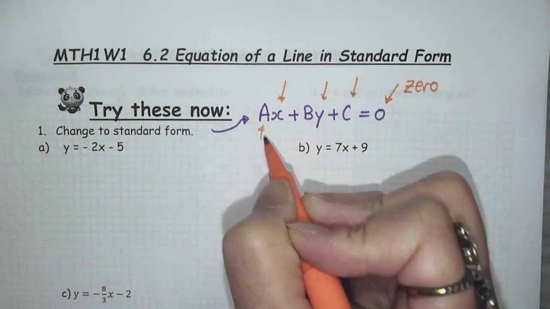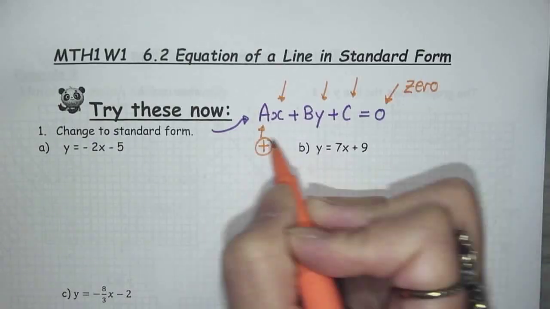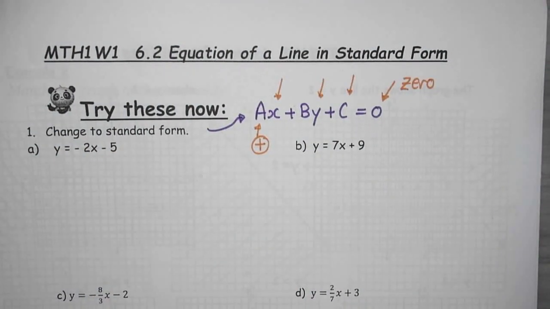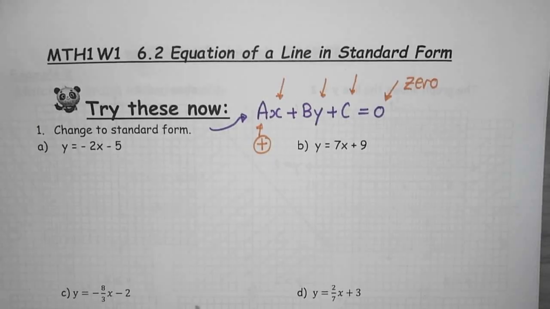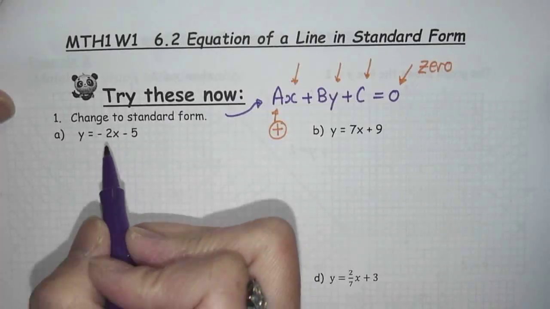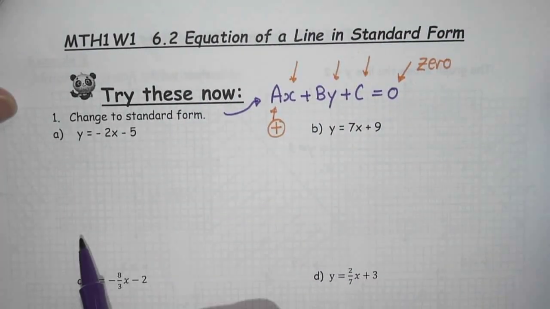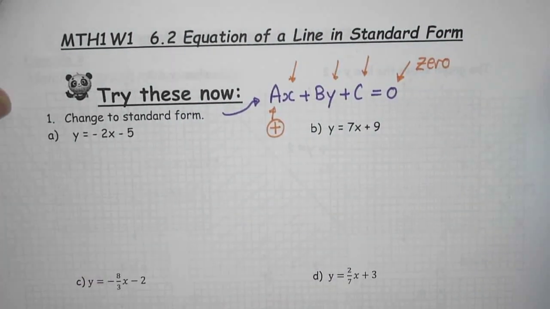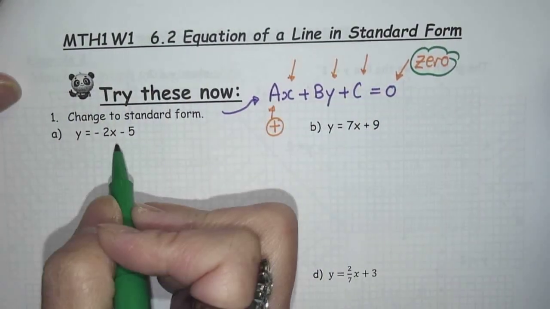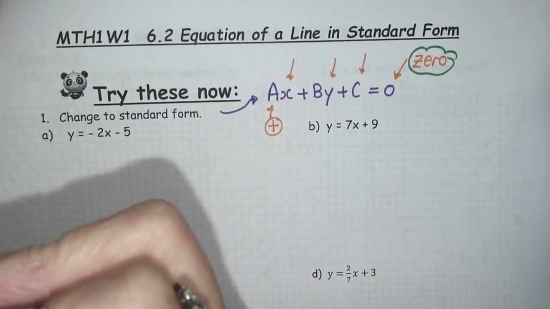The a here had to be positive, and you weren't allowed to use any fractions or decimals. You had to multiply the whole equation with something to get rid of any fractions or decimals. So let's try that right now. So right here, the first thing that I notice is that it doesn't equal 0. Most of them it doesn't equal 0, so we have to fix that first. We're going to bring everything over either to the left side or to the right side.